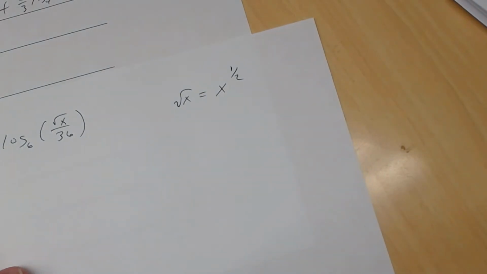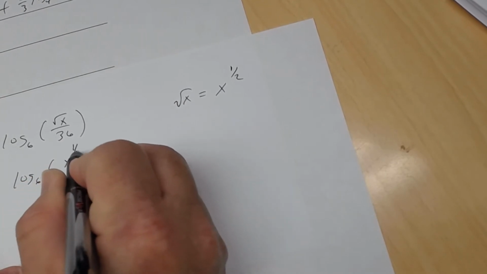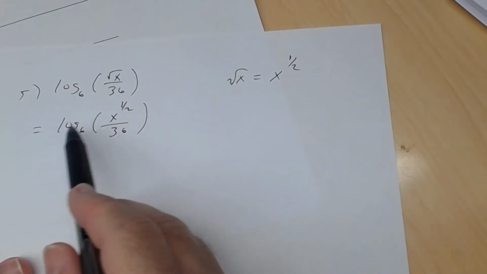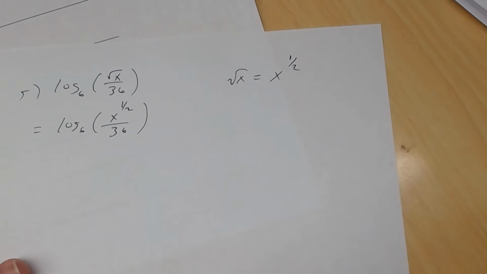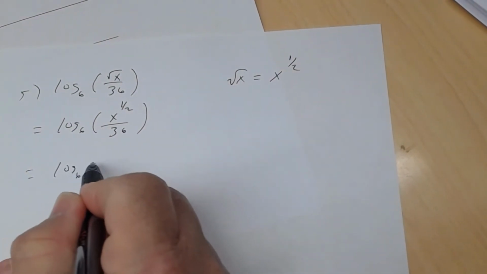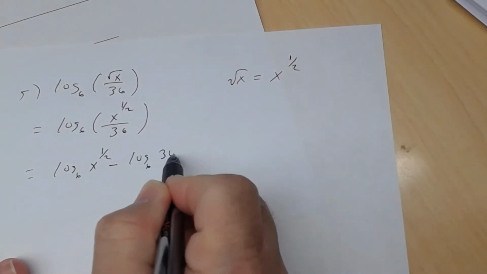Alright, so now I'm going to rewrite this. So it'll be log base 6 of x to the 1/2 divided by 36. Again, you don't pull the 1/2 in front because that would mean that 36 was also raised to the 1/2 power, and it's not. Only the x is. So use the quotient first. So that's log base 6 of x to the 1/2 minus the log base 6 of 36.